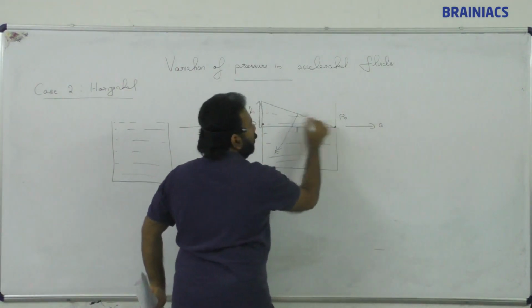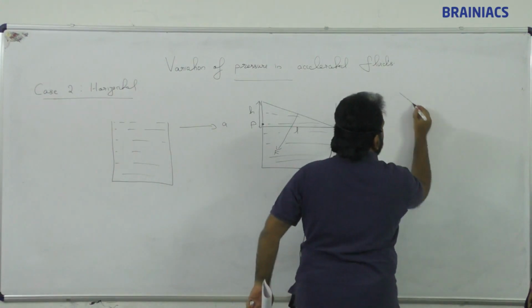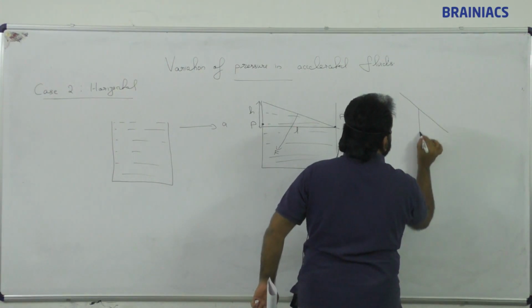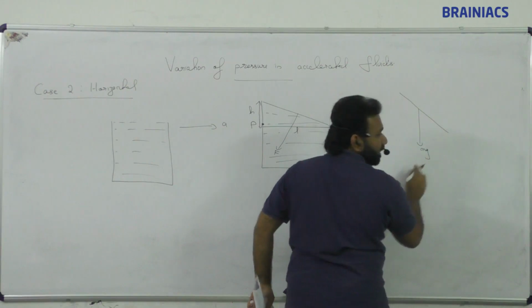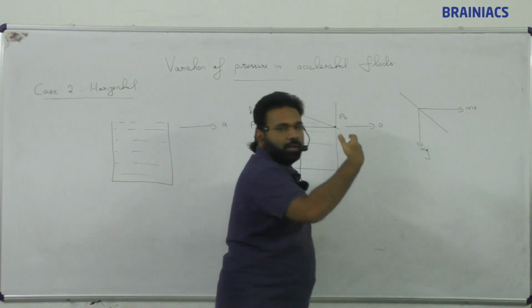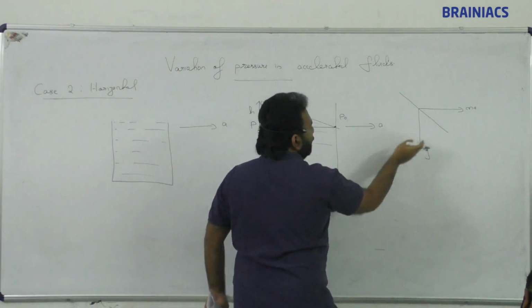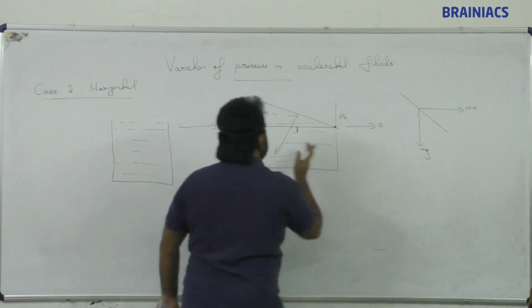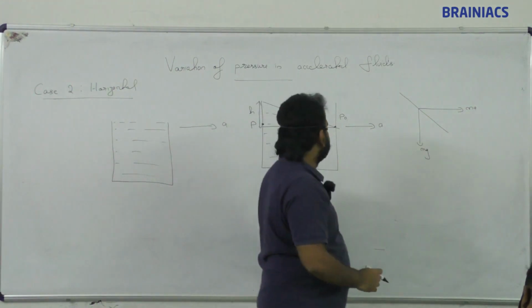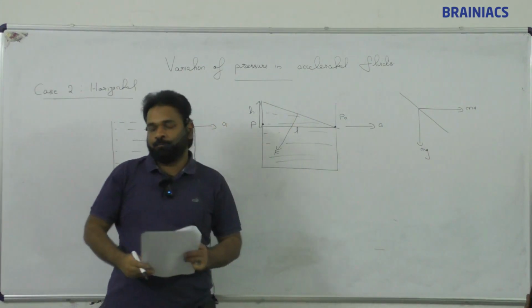So one force will be in that direction, and mg will be in this direction, and ma, which is also a force, will be in that direction. Finally, the net force will be in this direction when we keep the acceleration in that direction. Clear?